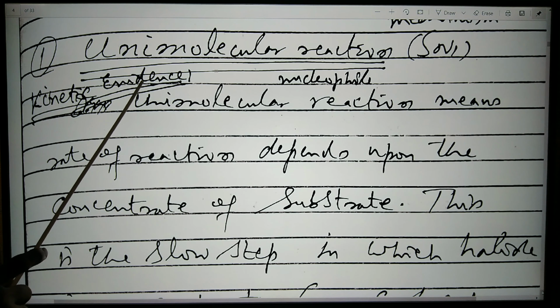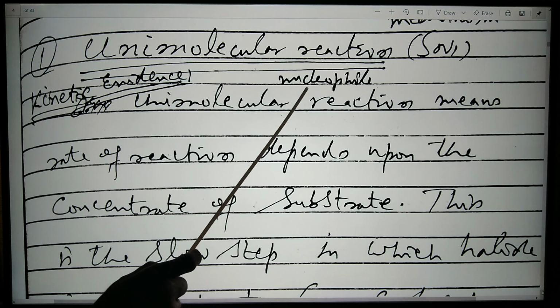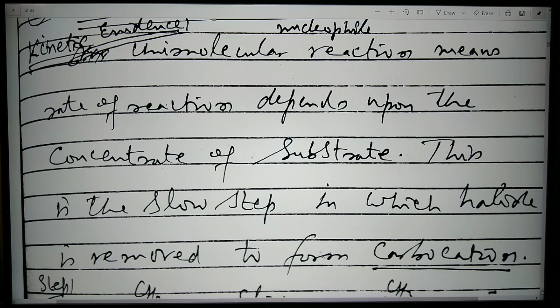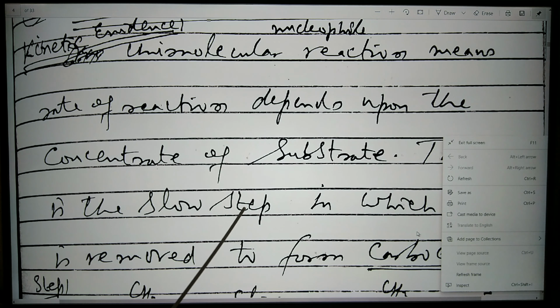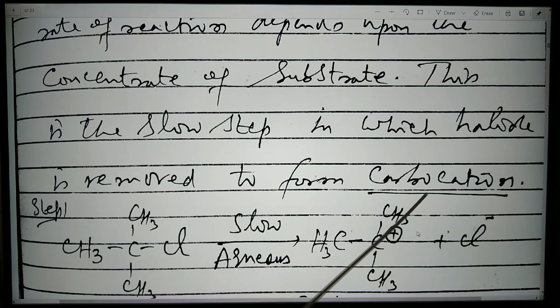Kinetic evidence means, as you have already studied in chapter number 9 in first year, the rate of reaction, so it is called kinetic. Unimolecular reaction means the rate of reaction depends upon the concentration of the substrate only. That is, it is independent of the concentration of the attacking nucleophile. This is the slow step, that is the rate determining step, in which the halide is removed to form the carbocation.